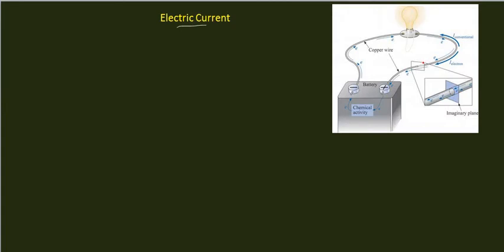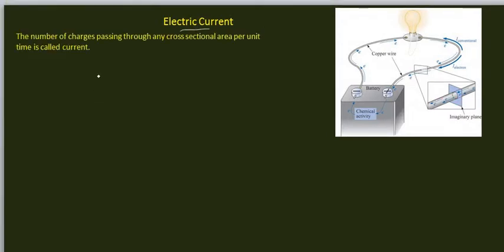If we cut this copper wire on an imaginary surface and zoom in on this surface, then we see that the electrons are passing through this surface. So actually this flow of electrons through any imaginary area per unit time is called the current, or we can simply say that the flow of charges through this imaginary surface is called the electric current. We define the electric current as the number of charges passing through any cross-sectional area per unit time.